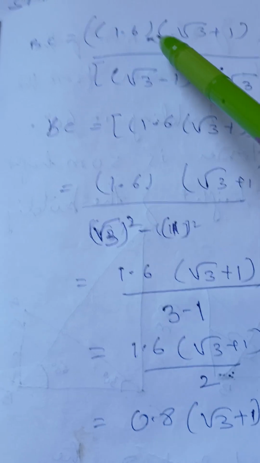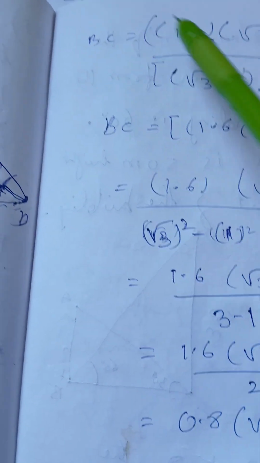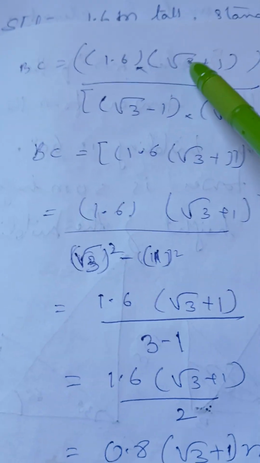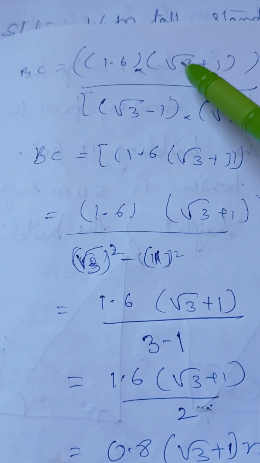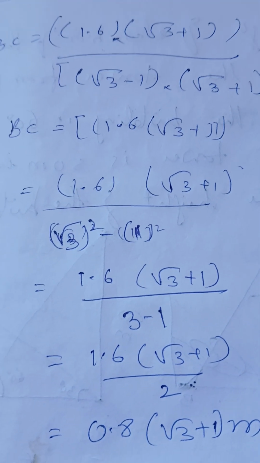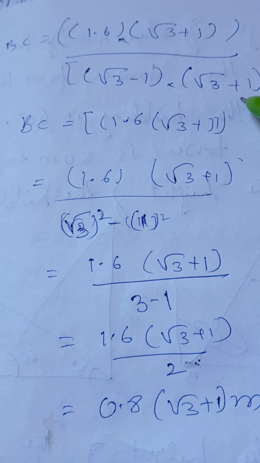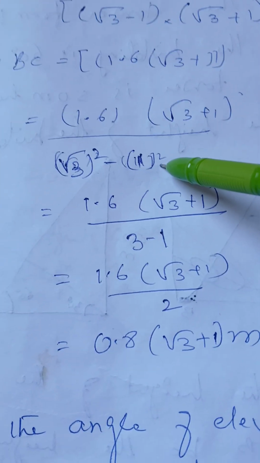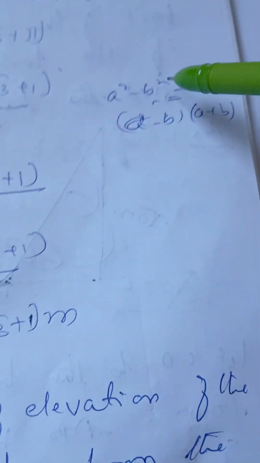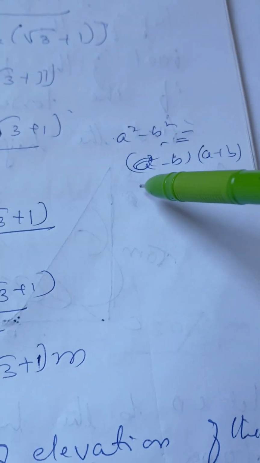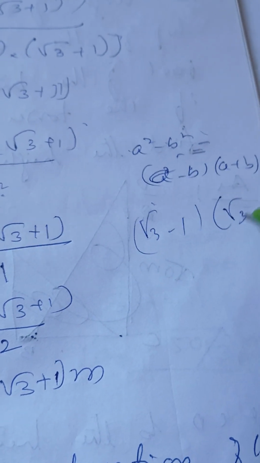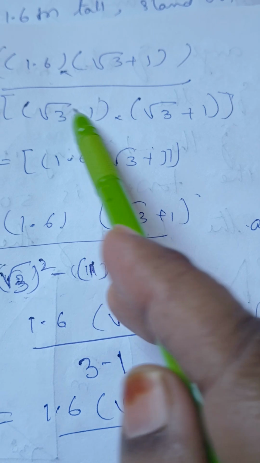So BC is 1.6 divided by root 3 minus 1. We rationalize it, or we can say that we multiply and divide by root 3 plus 1. So what does it become? From the formula a square minus b square, where a square is 3 and b square is 1, the denominator will be in this form, root 3 minus 1 into root 3 plus 1. So if we see here, it forms this same formula.